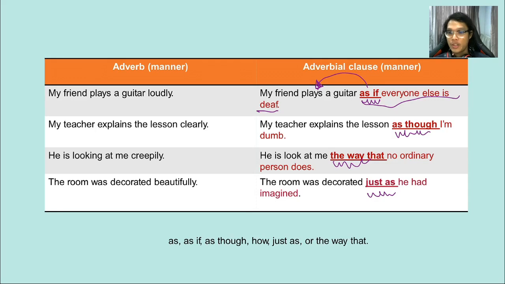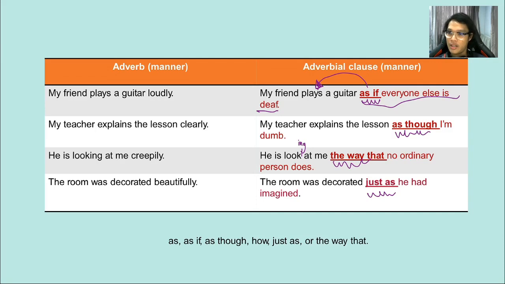You want to give more details about how creepy they look, or he or she looks. You can use an adverbial clause to explain more about the action, like he is looking. Oh, actually, I forgot to put ing here. I'm sorry for my mistake. He is looking at me the way that no ordinary person does. No ordinary person ก็คือไม่มีคนปกติคนไหนที่จะมองกันแบบนี้ so it explains a lot more about the word creepily.